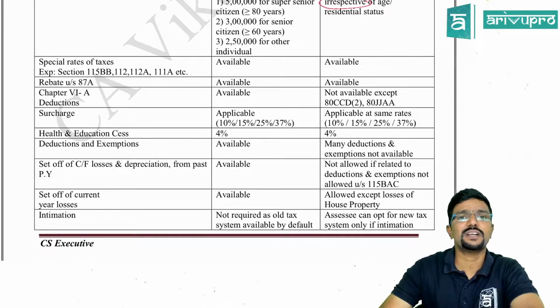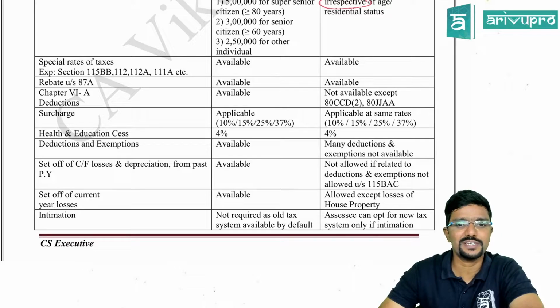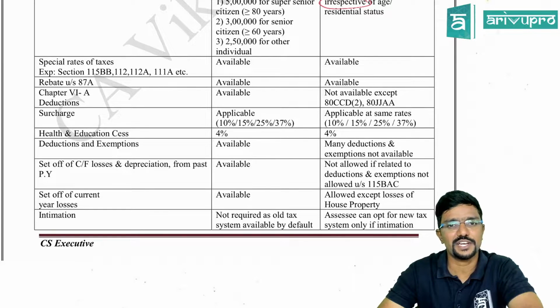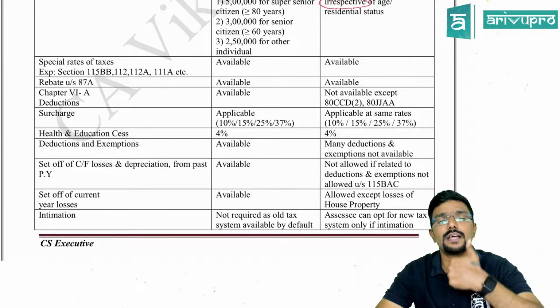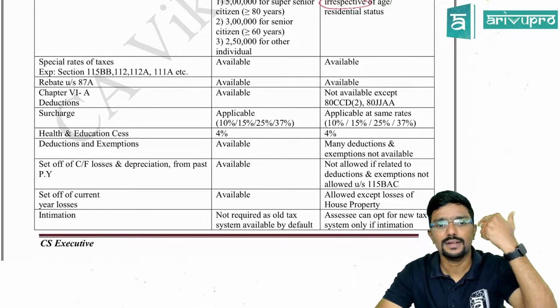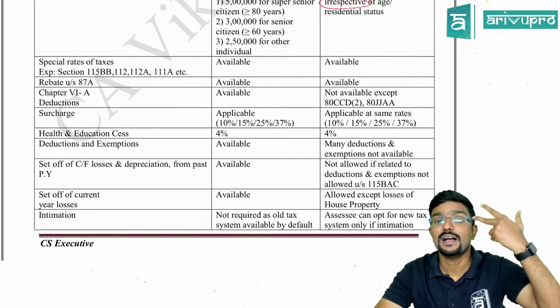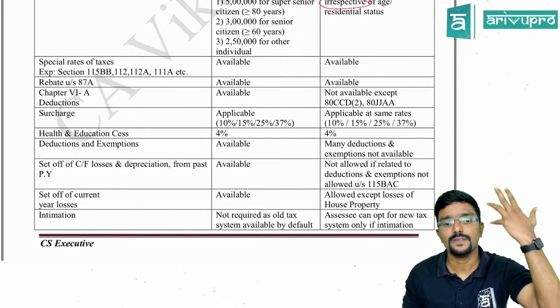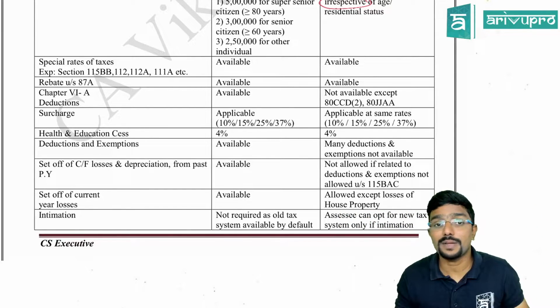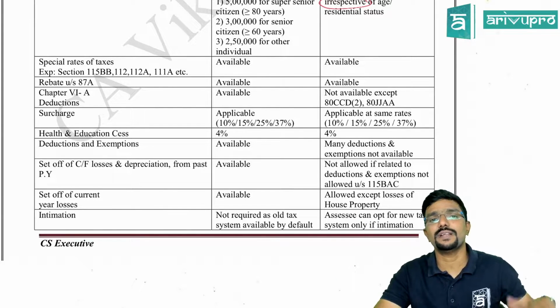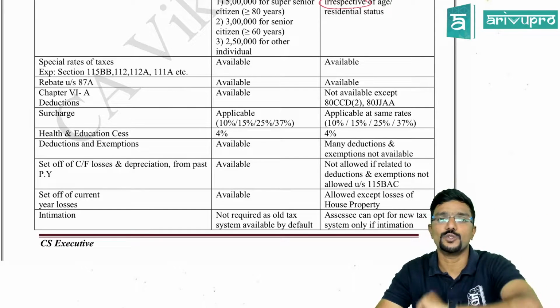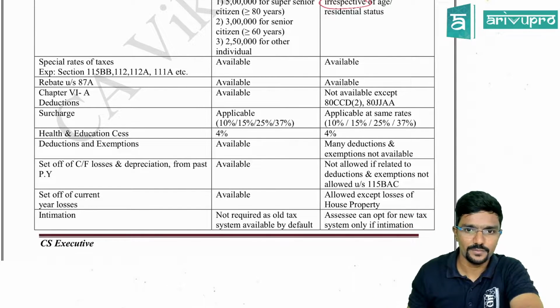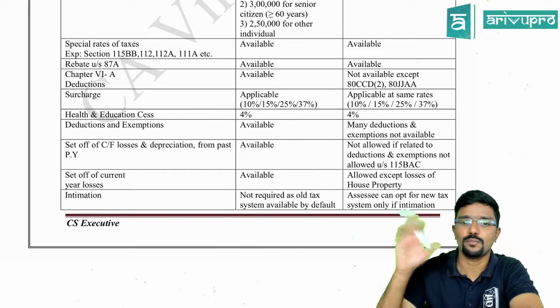Now coming to special rates, will they change? No. Whatever special rates are covered under the special sections of the Income Tax Act, that is 115BB casual income, 112 long-term capital gain, 112A long-term capital gain on equity 10%, then 111A short-term capital gain on equity 15%. All these rates will remain the same under both. There is no change. Then rebate also is available under both the schemes.